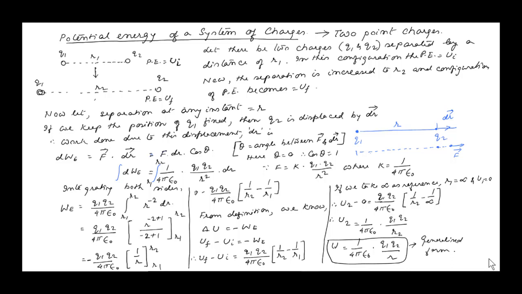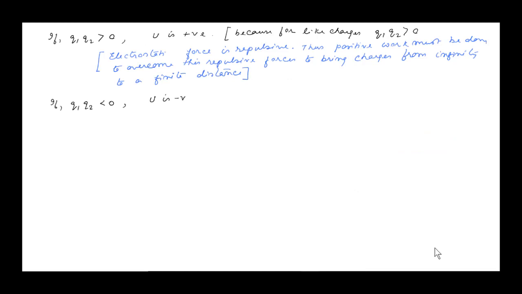Now if Q1 Q2 is greater than 0, then potential energy is positive, because for like charges Q1 Q2 is greater than 0. Now, the electrostatic force is repulsive here. Thus, positive work must be done to overcome these repulsive forces to bring the charges from infinity to a finite distance.